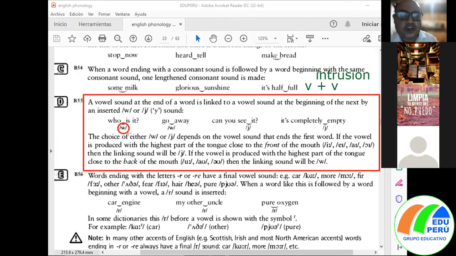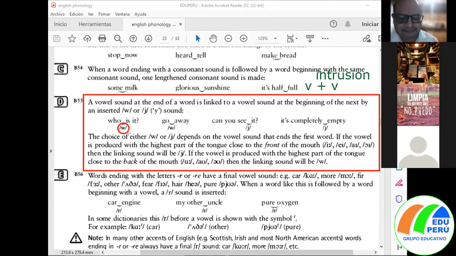The second case, go away. Notice this is in a separated way. Go finishes in the diphthong o, and away starts with a vowel schwa. Now, together, go away. Notice you are inserting the consonant wa. You don't say go away separated. It's okay, but connect. Don't separate these two words. Go away. You are inserting the consonant wa.